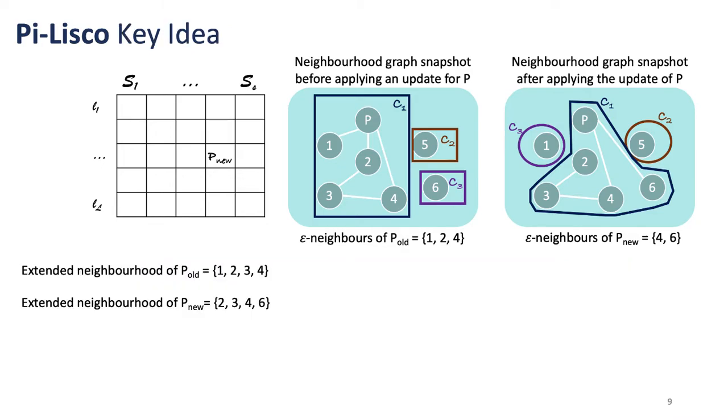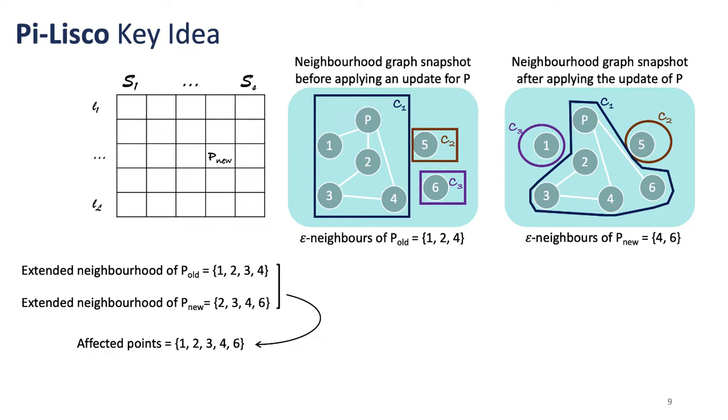Now, considering the definition of the extended neighborhood, when a point is updated, the clustering of two sets of points might be affected. The ones in the extended neighborhood of P before applying the update, and the ones in the extended neighborhood of P after the update. We refer to these sets as affected points.